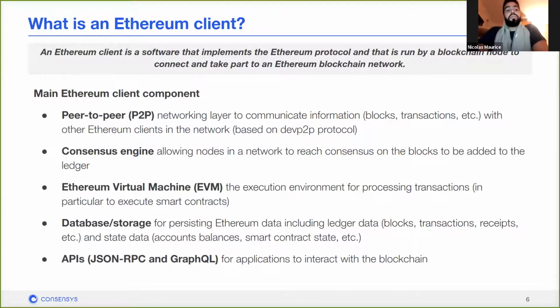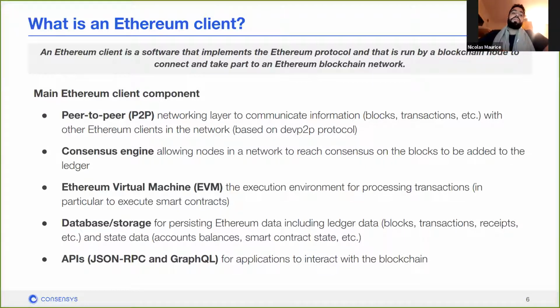The second major component is the consensus engine. So it's basically the piece that allows the nodes in the network to reach consensus over the blocks to be added in the ledger. So there is one consensus engine per type of consensus algorithm. So there will be one for proof of work, there will be one for proof of authority Clique, etc. And each of those consensus engines implements a set of rules in order for the node to validate if a block matches the expectations, the constraints and the rules of a given consensus algorithm.